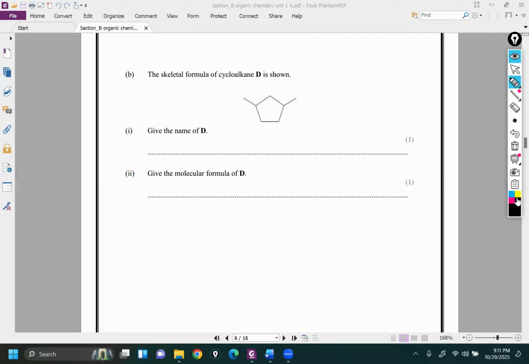Part B, the skeletal formulae of the cycloalkane D is shown. Give the name of the compound. So you will write the name in such a way to give numbers. You will number from the side that gives the branches the least numbers. You can start numbering from here also. Branches are attached at 1 and 3 positions. So this is 1,3, then dimethyl, and then the stem name cyclopentane.